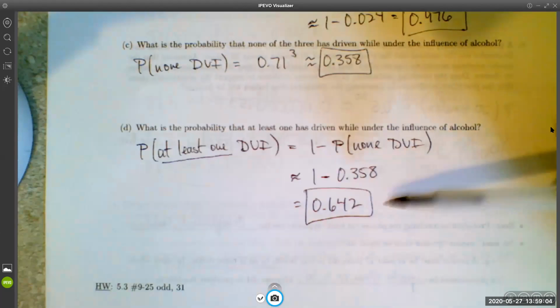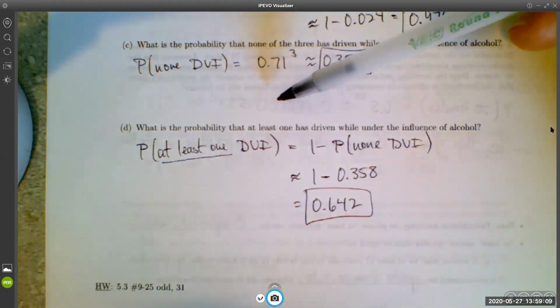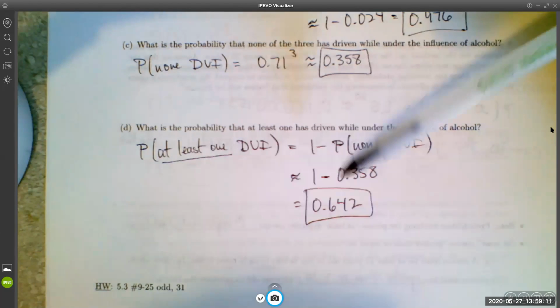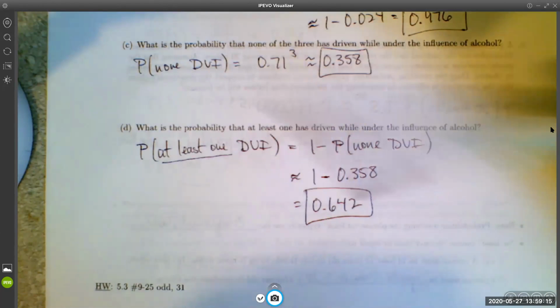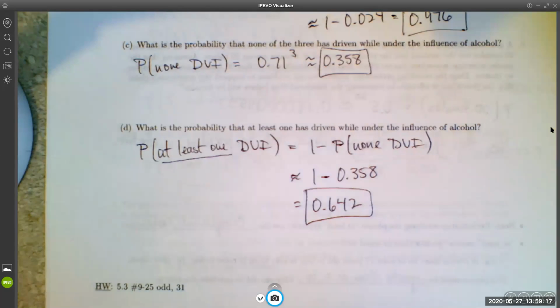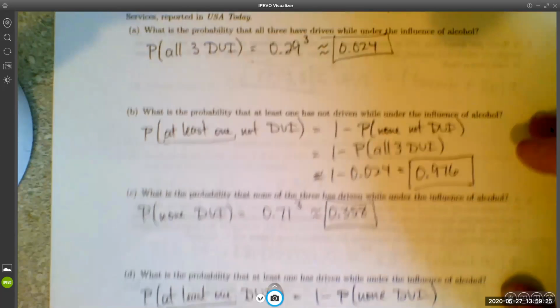Okay, this one's a little bit sadder, right? It's like if you randomly select 3 21 to 25-year-olds, there's like a 64% chance that at least one of them has driven under the influence of alcohol, which is horrible. Guys, like I said, don't drink and drive. Anyway, that does it for that example.